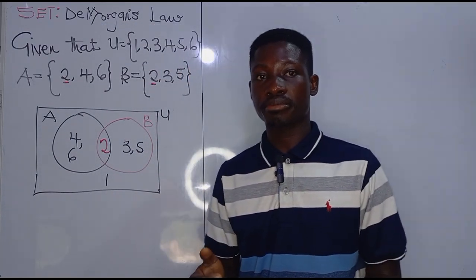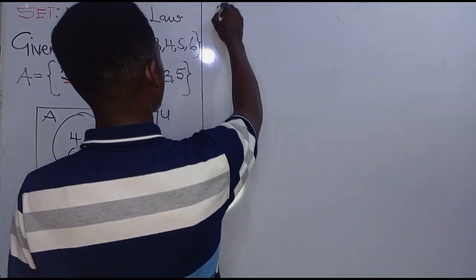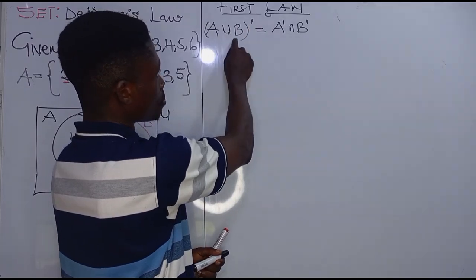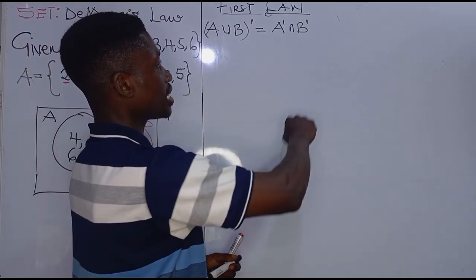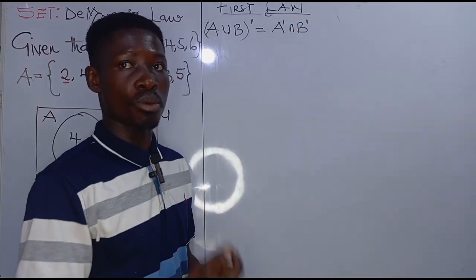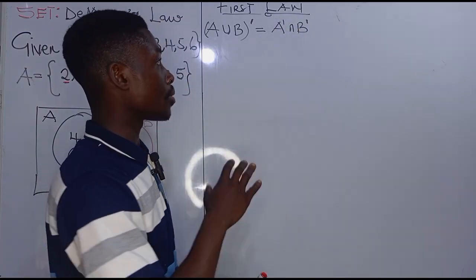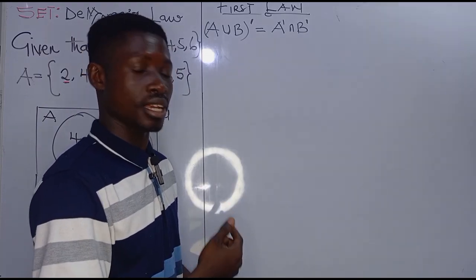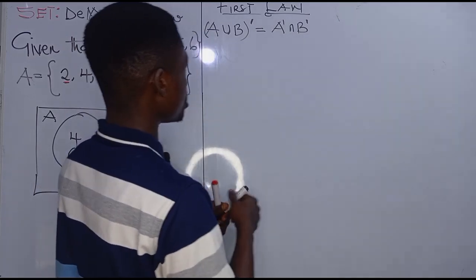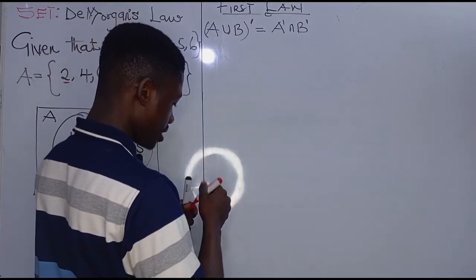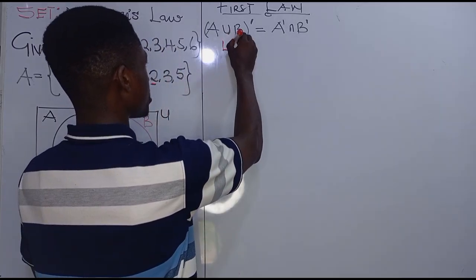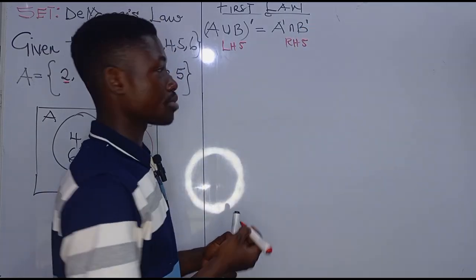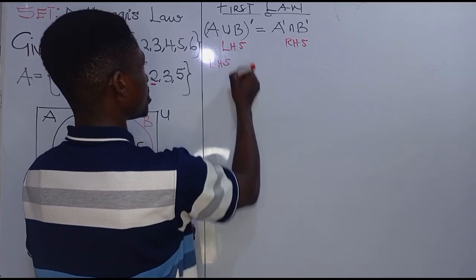So we said that according to De Morgan, the complement of the union of two sets is the same as finding the intersection of their complements. So we are going to learn this law, or verify this law, using the Venn diagram. Exactly. Good. So the first thing we are going to do is identify the left hand side and then the right hand side. We are going to start with the left hand side.